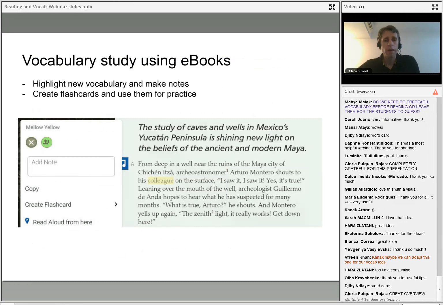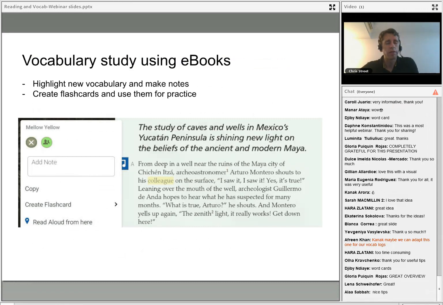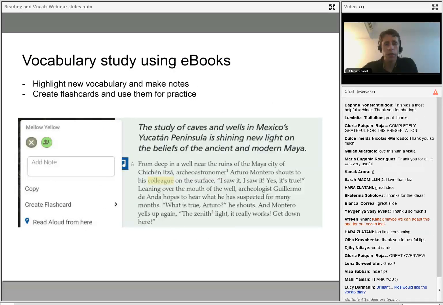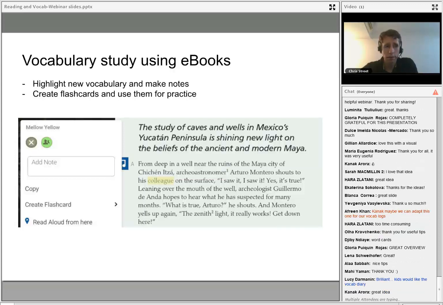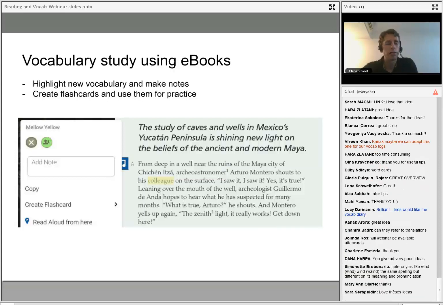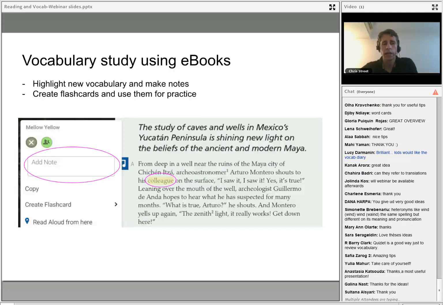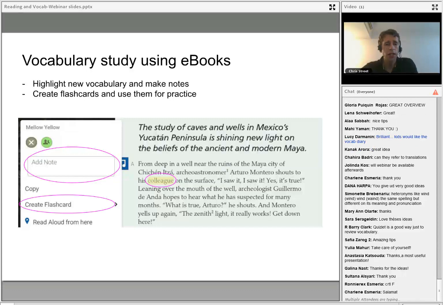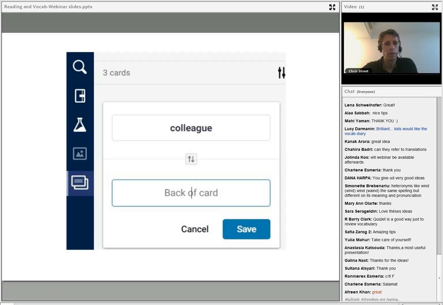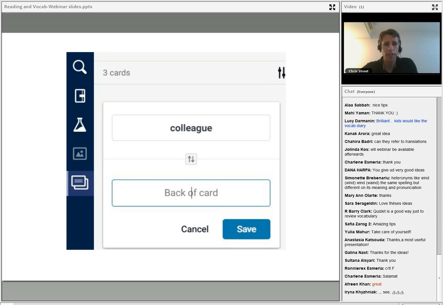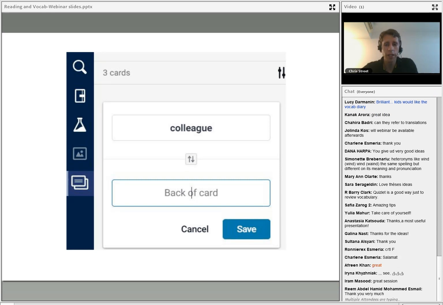Okay, and just very, very finally and very quickly, because we're running out of time, ebooks are also a good way for vocabulary study while you're reading. So if you're using an ebook, you can highlight a word, you can make a note, and your notes against that word will be saved in the ebook. You can also create flashcards using ebooks. You highlight the word, choose create flashcard, and then you're presented with a screen like this.